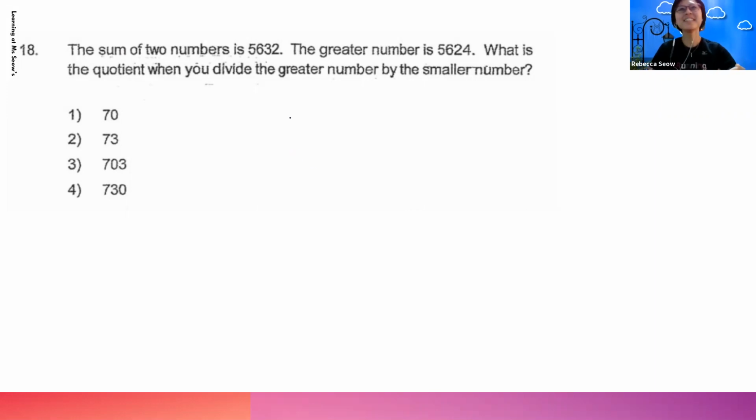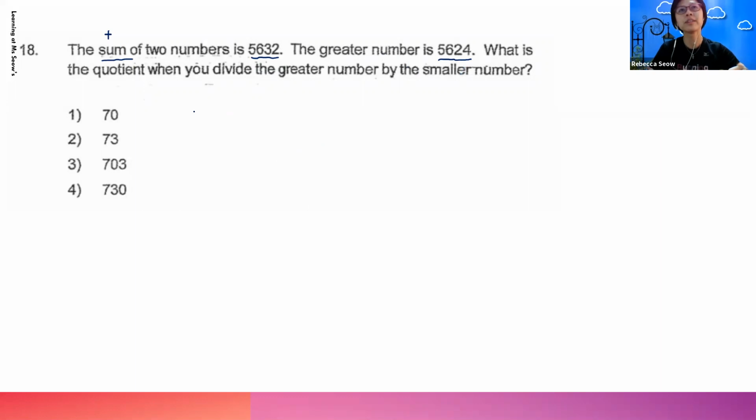All right, let's take a look at the question here. First sentence says the sum of two numbers is 5,632. Okay, now, so what's sum? Sum stands for addition, subtraction, multiplication, or division? Addition, right? Okay, so the greater number is 5,624.